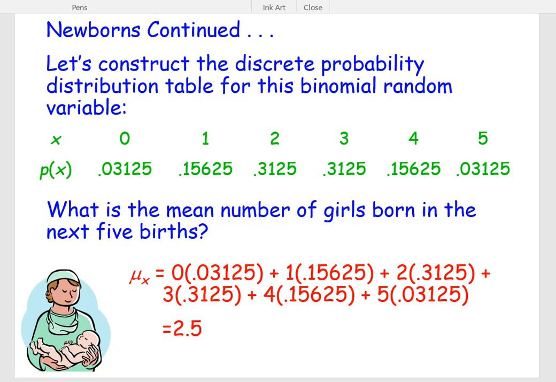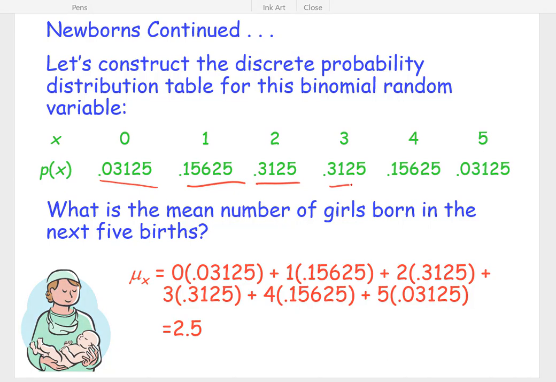So newborns continue. Let's construct the distribution table for this situation. So the probability of 0, we already found that on the calculator. That's the 0.03125. We found the probability of 1, 0.15625, and we found the probability of 2, so we have to find the probability of the others.